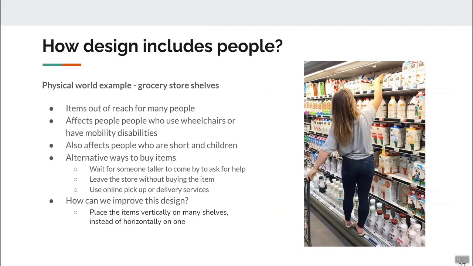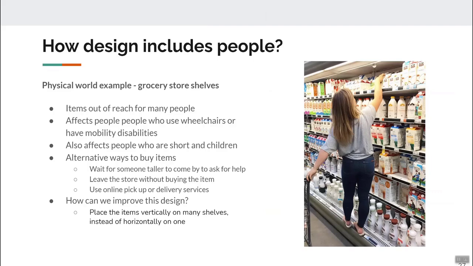Another example of the physical world is grocery store shelves. Here we have a picture of a woman standing at the bottom of a dairy case, reaching to the top shelf of the dairy case. And for many people, the items at the grocery store are out of reach. This design of the shelving can also affect people who use wheelchairs or who have mobility disabilities. It also affects people who are short and children. Often the people who can't reach the top shelf need to wait for somebody who's taller to ask for help. They leave the store without buying the item, or they use an online ordering system to pick up or have their groceries delivered.